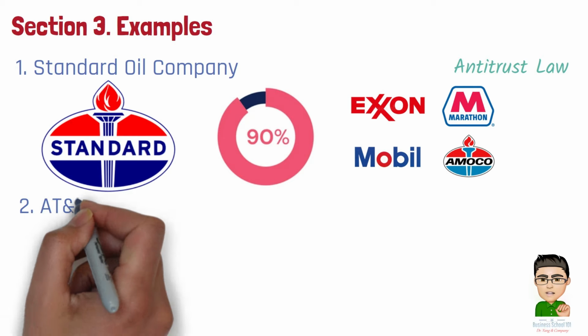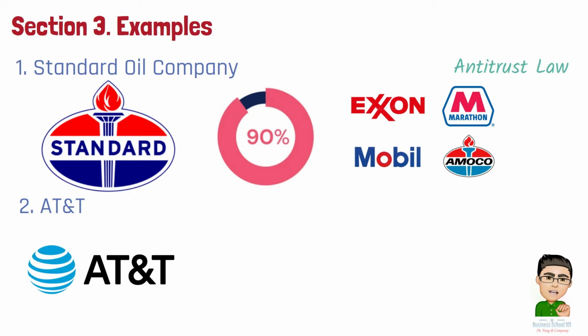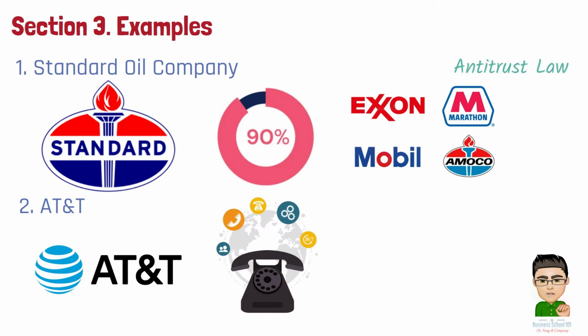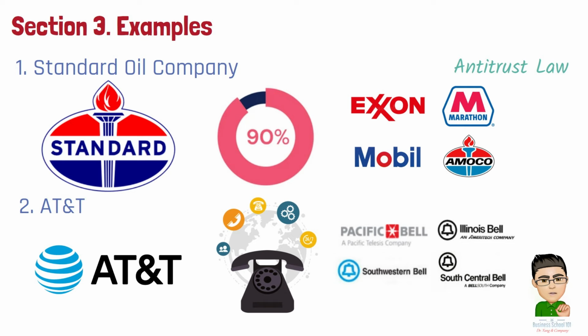Number 2. AT&T. American Telephone and Telegraph Company, or AT&T, held a monopoly over telephone services in the United States for most of the 20th century. The company's control over the telephone network and infrastructure allowed it to dictate prices and stifle competition. AT&T's monopoly was eventually broken up in 1984 following an antitrust lawsuit by the U.S. Department of Justice. The breakup led to the creation of multiple companies now competing in the market for phone services, equipment, and related technologies.